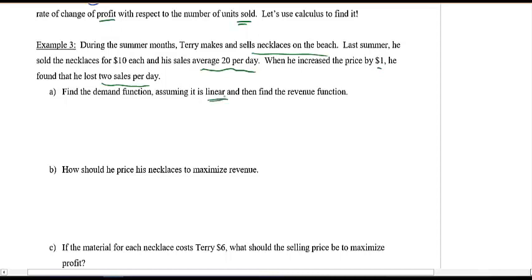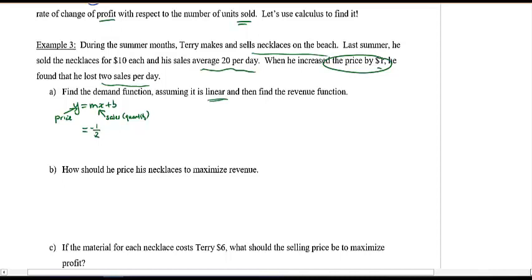Then after that, find the revenue. So if I'm assuming something is linear, then you're thinking y equals mx plus b. y would be your price. x would represent your sales, or the number of units sold, your quantity. So how do we figure this out? Well, m, of course, stands for the slope. The slope would be the rate of change of price with respect to quantity. When the price increased by $1, he found he lost 2 sales. That's pretty sad. So that's negative 1/2.